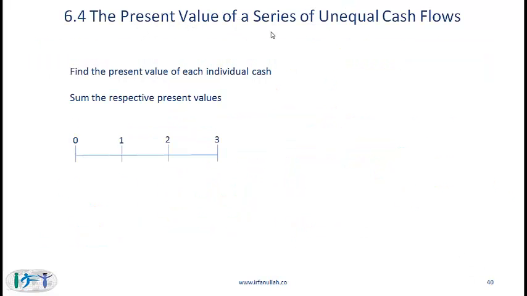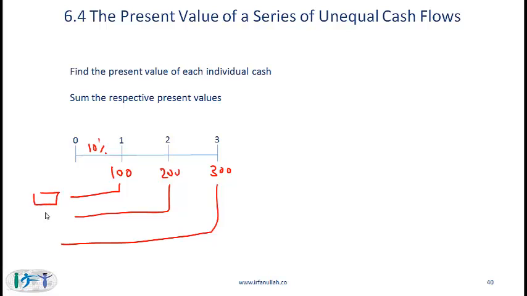Next, let's look at the present value of a series of unequal cash flows. All we do here is find the present value of each individual cash flow and then sum up the numbers. So if you have $100 here, 200 and 300, and the discount rate is 10%, you find the present value of 100, present value of the second number, present value of the third number, and then all these items are added up to come up with the present value.